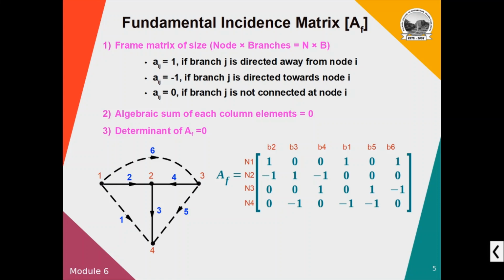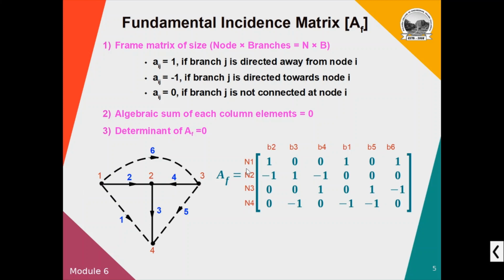Okay, when a branch is present at that particular node, then we will mention it as 1 or minus 1 based on its orientation with that particular node. When that branch is not associated with that particular node, then we will mention it as 0. This way we can form a matrix.